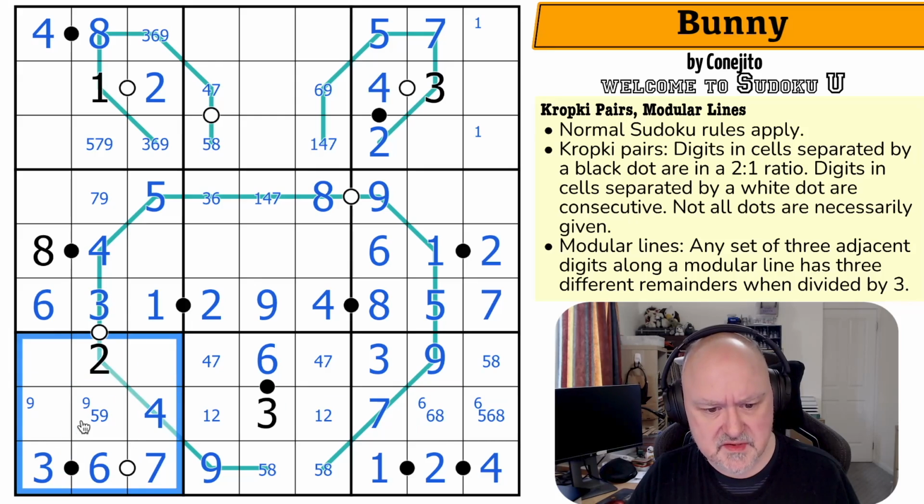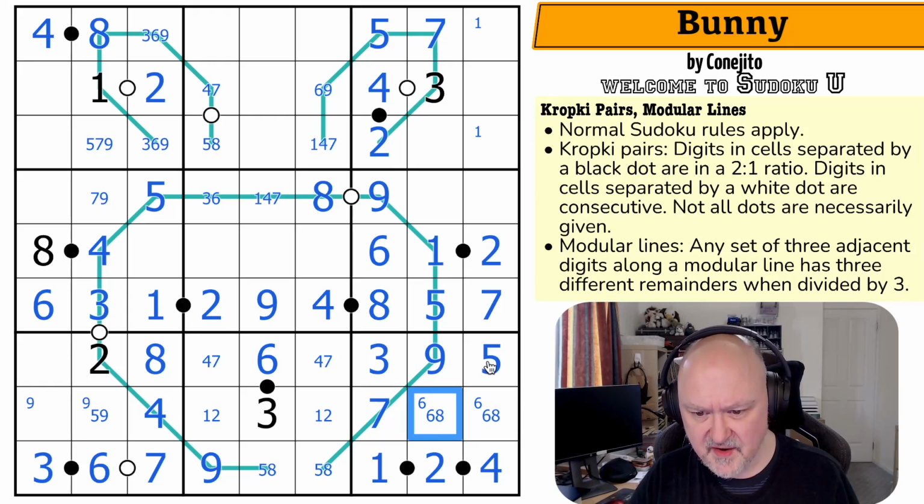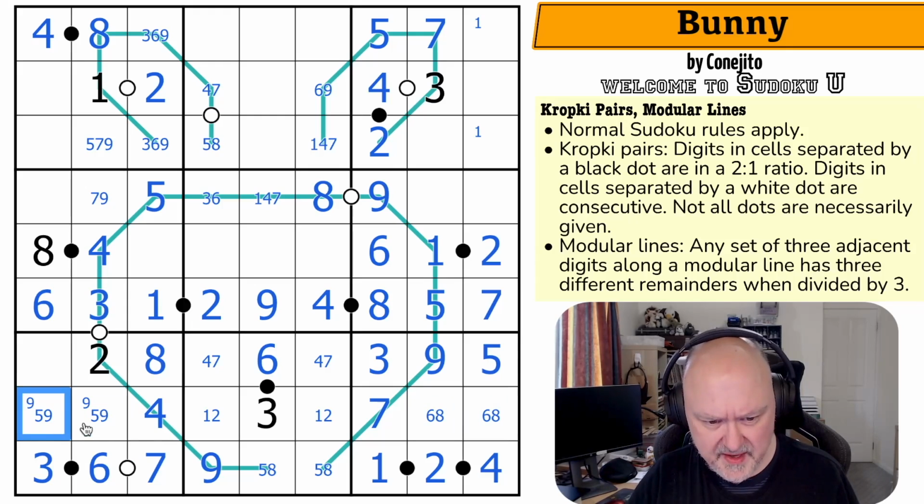8 in this box. 8 and 8. So 8 is in one of those three. That's the 8, which makes that the 5, which takes the 5 out of there. This is a 6-8 pair. So this is now a 5-9 pair. And this is a 1.